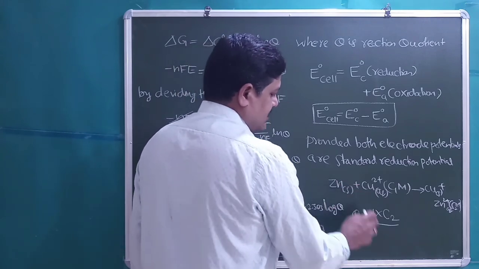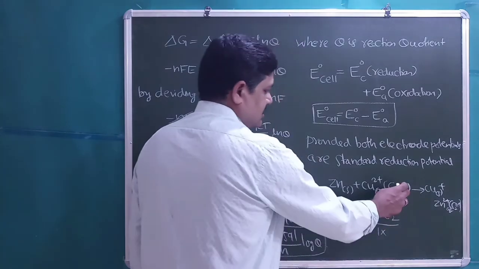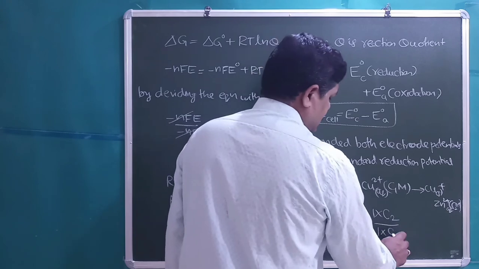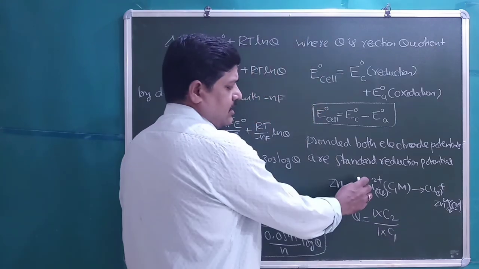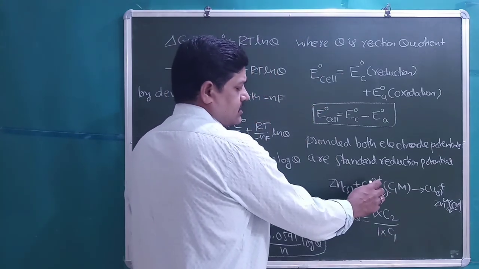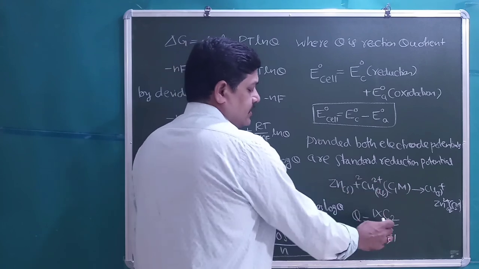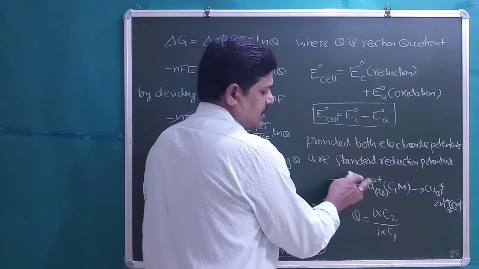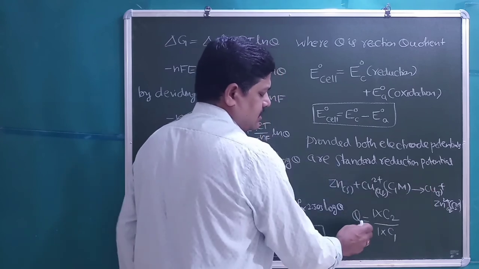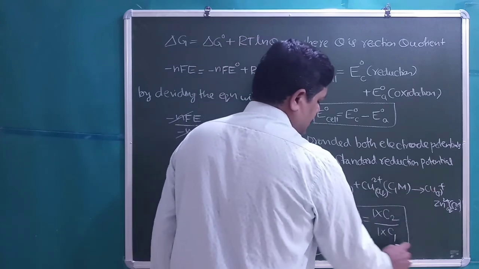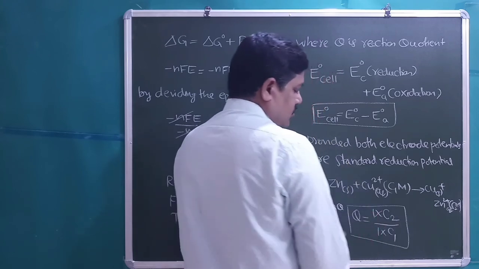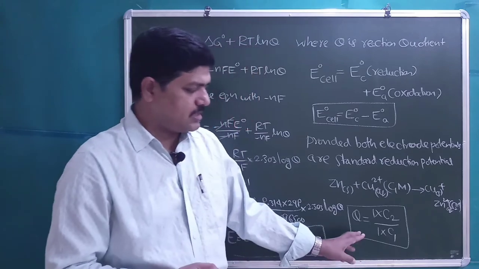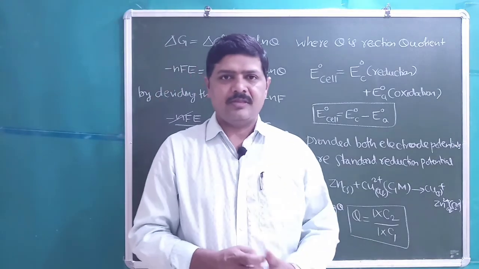For Zn solid, active mass is 1. For the Cu2 plus solution, active mass is the molar concentration which is C1. Students, for example, if the coefficient of this Cu2 plus were 2, then it should be raised to the power of 2. But here the coefficients are 1 and 1 only. So this is the reaction quotient for the given reaction. Q is equal to C2 divided by C1. Students, this is about the Nernst equation. Thank you for watching.